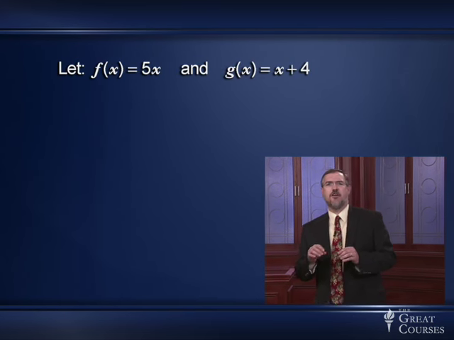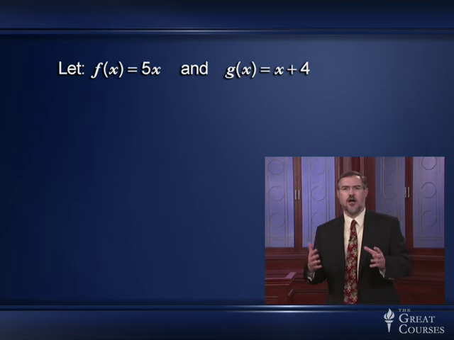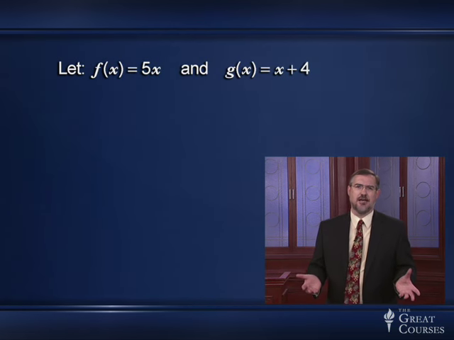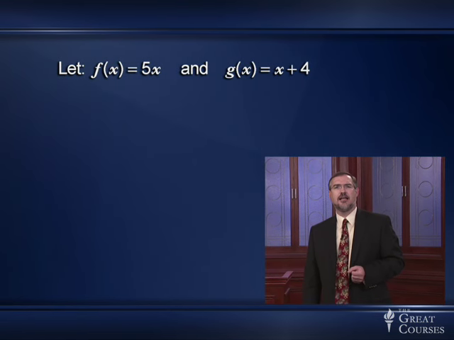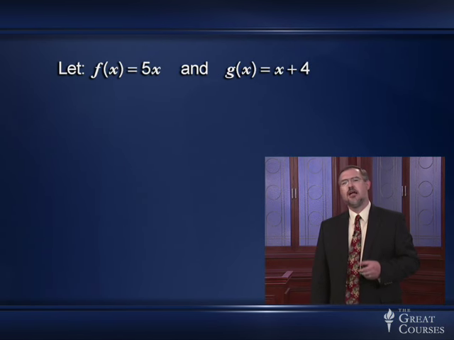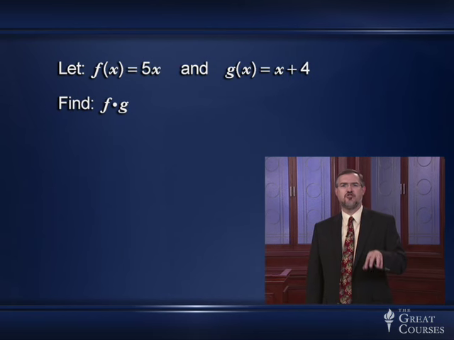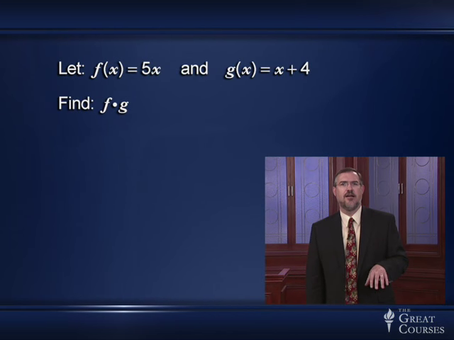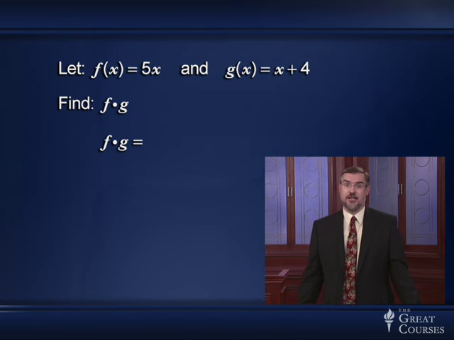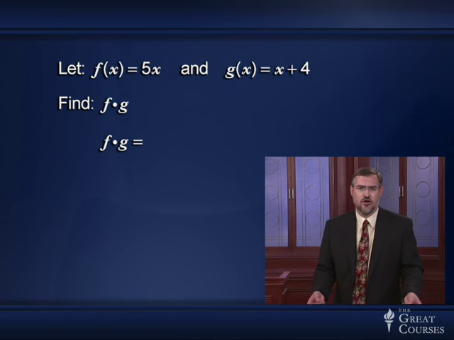Now, let's try something a bit harder. I'd like to try to find the product of two functions very, very quickly. Remember, product just means multiplication. So let's try that here. Let f of x equal 5x and let g of x equal x plus 4. Let's find f times g, which is the product of f and g. Well, f times g is exactly what you think it is. You just have to multiply the two terms together.